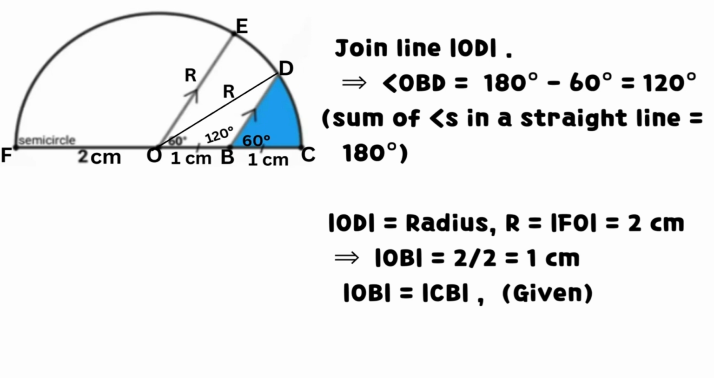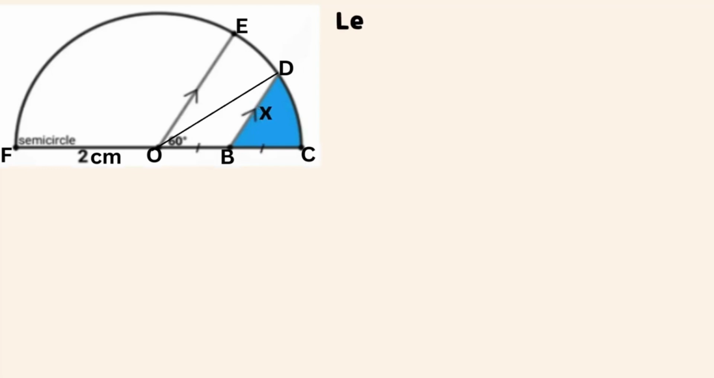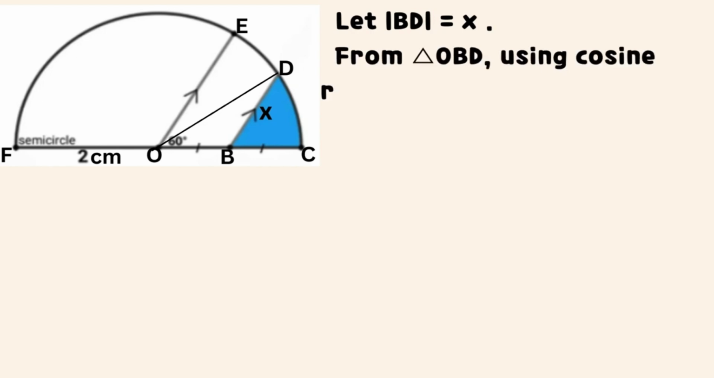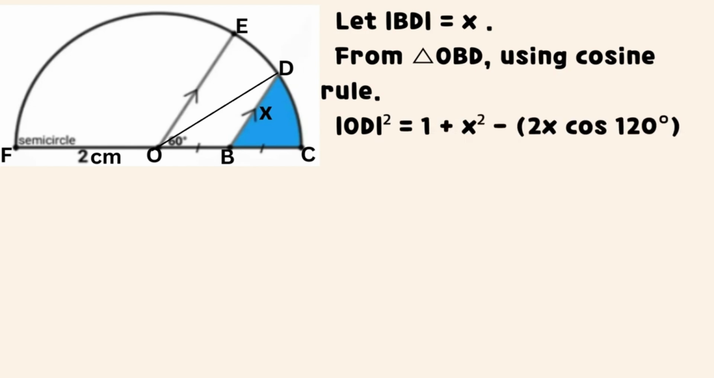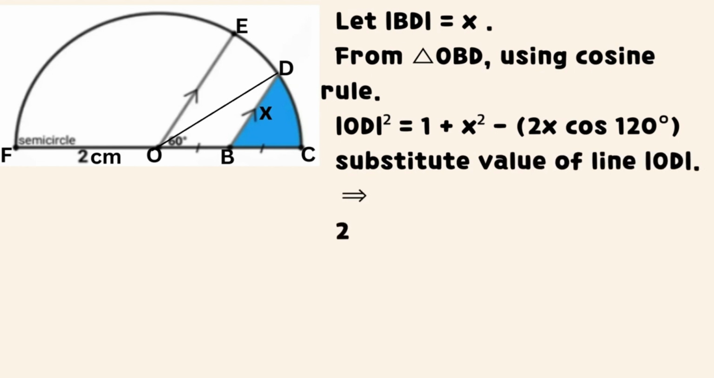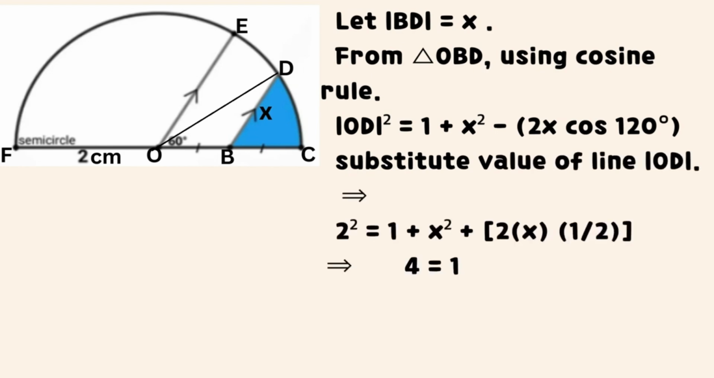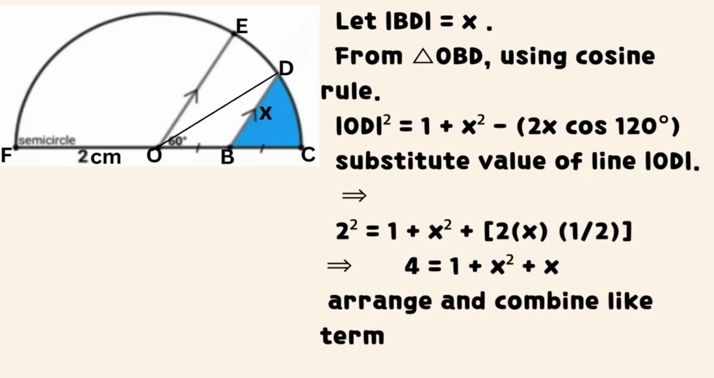Line OB equals line CB. It is given. Let BD equal x. From triangle OBD, using cosine rule, we obtain an equation for the square of line OD as shown on the screen. Substitute values of the square of line OD. Simplify the equation and we have that 4 equals the sum of 1, the square of x and x.